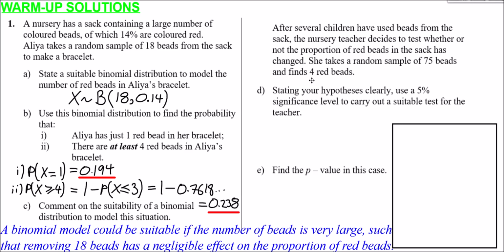Moving on towards part D now. After several children have used the beads from the sack, the nursery teacher decides to test whether or not the proportion of red beads in the sack has changed. She takes a random sample of 75 beads and finds 4 red beads. So, stating your hypotheses clearly, use a 5% significance level to carry out a suitable test for the teacher.